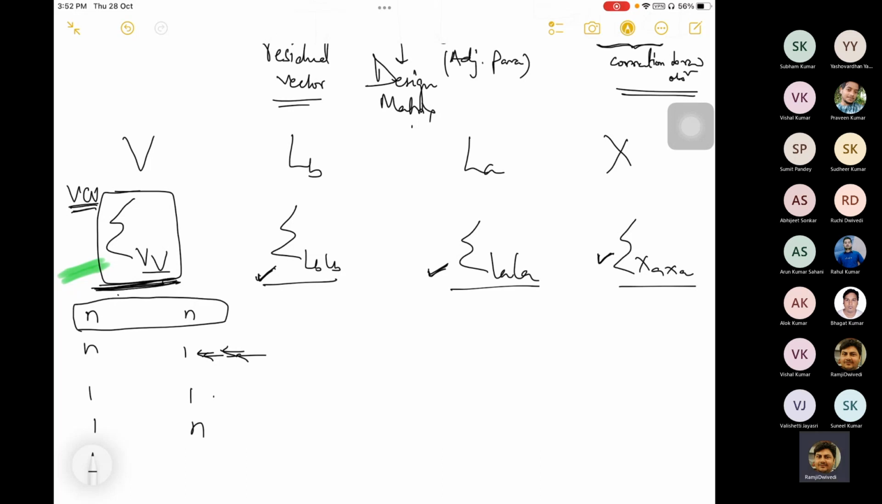I'm very surprised to see a lot of people saying n cross 1. I don't understand why you are saying n cross 1 or 1 cross 1 or 1 cross n. Whosoever thought over it, the answer is n cross n. Why would it be n cross 1? How would n cross 1 look? Just think in your mind. N cross 1 would be a column vector, isn't it?